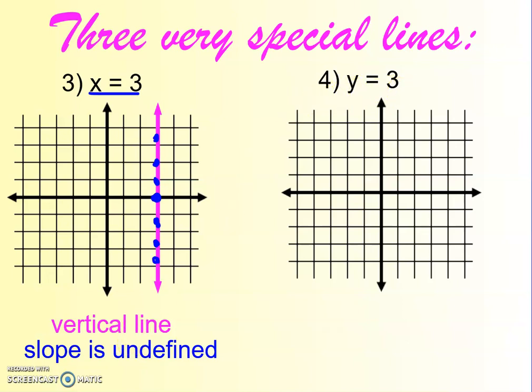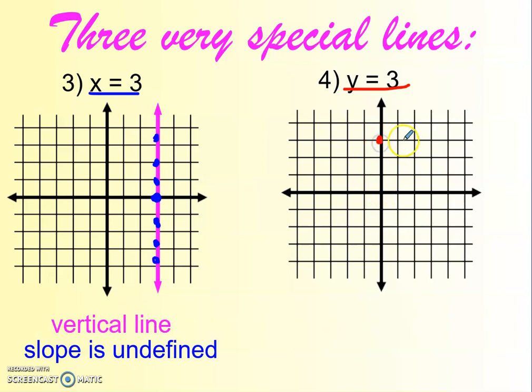Here's another special line. Y equals 3. This time, notice the x is missing. So there is no x. All I care about is a y value that's 3. So I count up 3, and there's where y is 3.